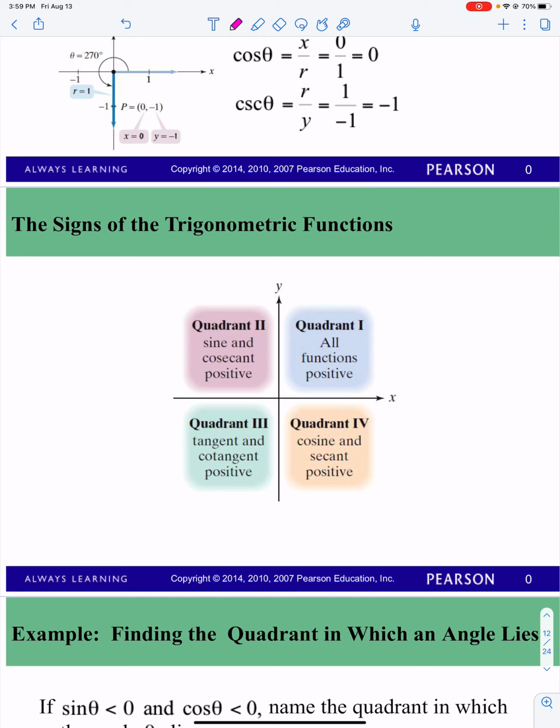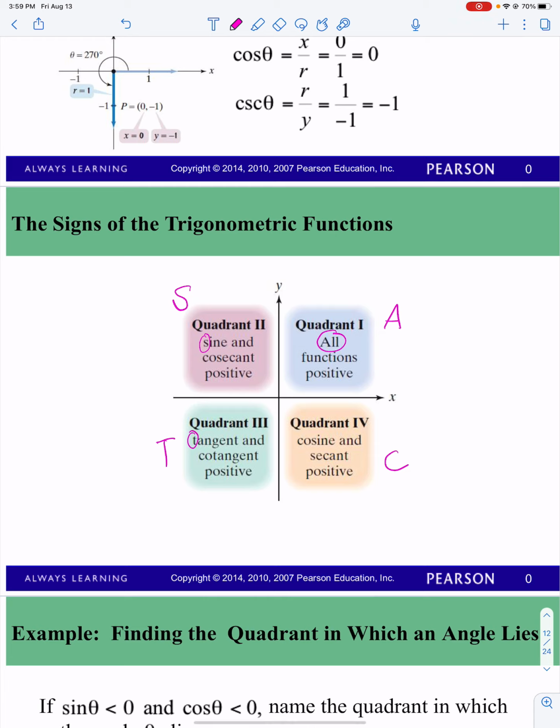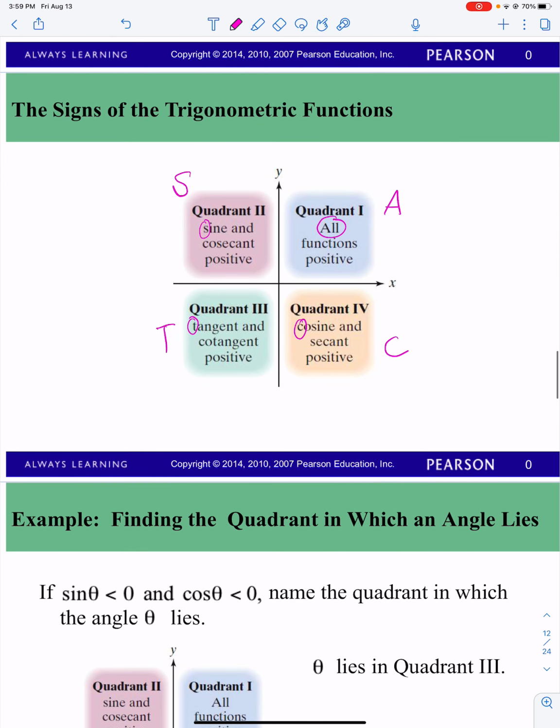Okay, so this is the thing that I talked about in the right triangle. It's All Students Take Calculus, the ASTC class. So what do we choose? All. Because sine, we choose S. Tangent, we choose T. Cosine, we choose C. So these are the things that are positive. Sine and cosecant are positive. Tangent and cotangent are positive. Why? Because cosecant equals 1 over sine. So if this is positive, then this thing is positive too.